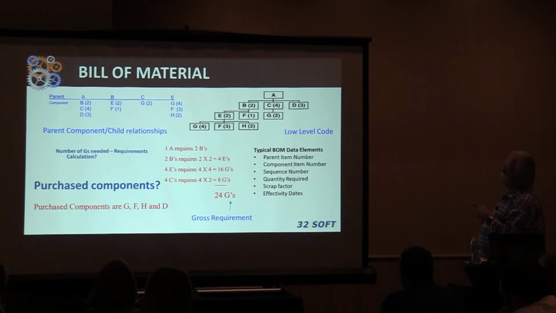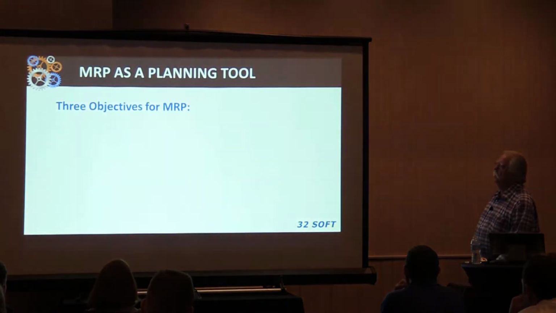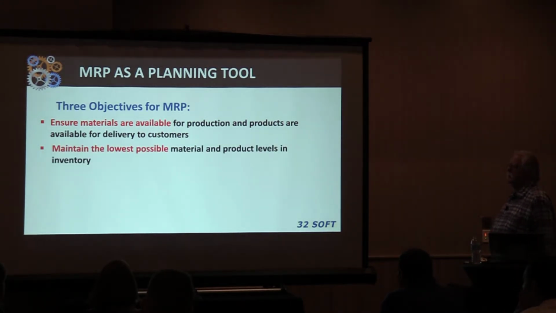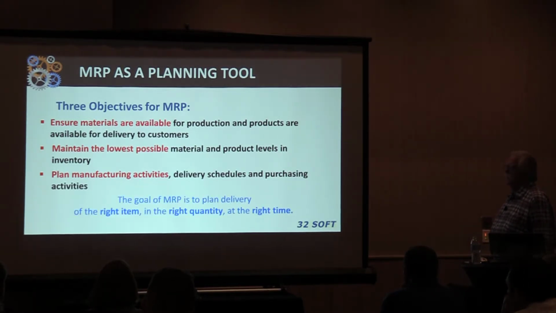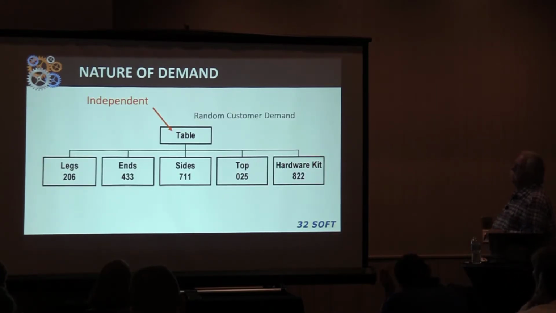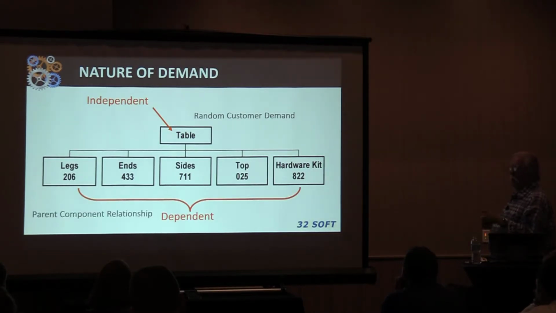So this is going to give you purchase items of G, H, and D, 24 G's, and this is what you do with MRP. When you hit 23.1 or 23.2 or 23.3 for the explosions, this is what's happening behind the scenes. So, three objectives for MRP: ensure materials are available, maintain the lowest possible material and product inventory, and plan manufacturing activities. The goal of MRP is to deliver the right product at the right time, in the right quantity. That's what MRP is planning to do. And it's based, again, on independent, random demand and dependent, or parent-component, relationships. This is what MRP is.